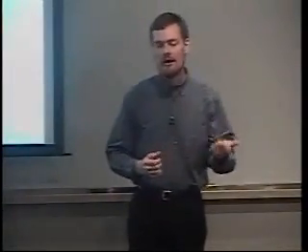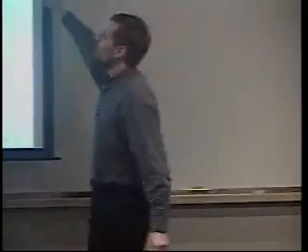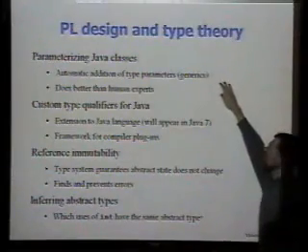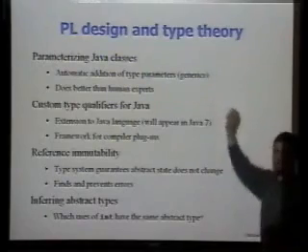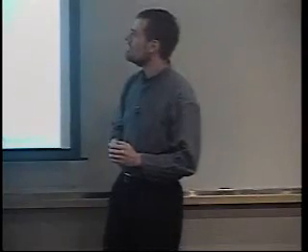On the programming language design and type theory side, we've done some work on parameterizing Java classes, that is turning non-generic code into generic code, like converting your C# version 1 into C# version 2 code. Java is not quite as clean as C#. We're able to automatically add type parameters, and it actually does better than human experts, according to the human experts.